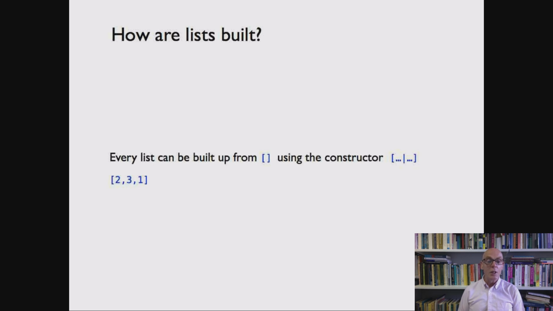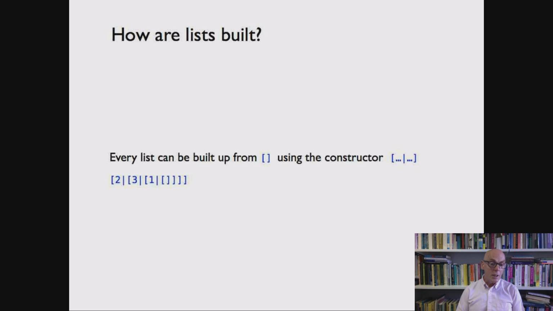So if I give you the list 2, 3, 1, let me show you how it's built up in that way. Well, what is it? The whole list is 2 cons the list 3, 1. What about the list 3, 1? Well, that is 3 cons the list with just 1 in it. And what about the list with just 1 in it? It's 1 cons the empty list. So there you can see that this list 2, 3, 1 is 2 cons 3 cons 1 cons empty list. So everything is built up by adding elements to an empty list.